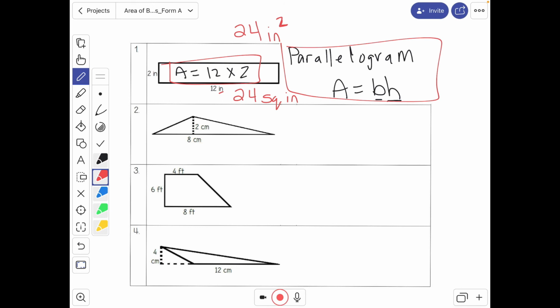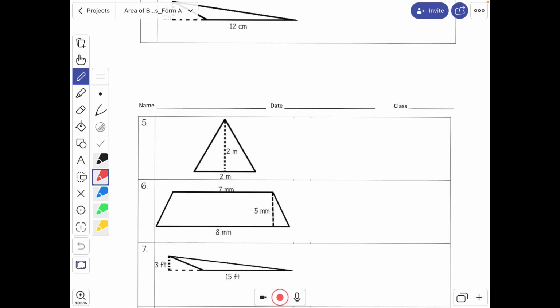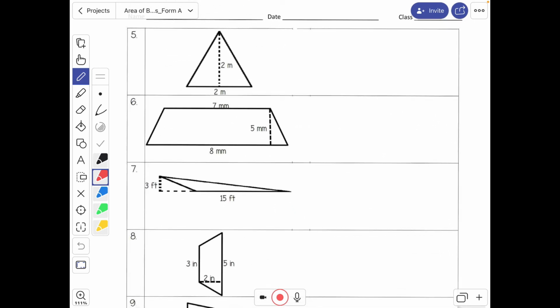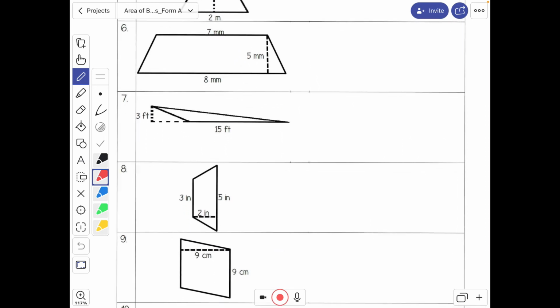So there's 10 different shapes and 3 things that you have to do for each shape. Name the shape, tell me the formula, the equation, and the answer.